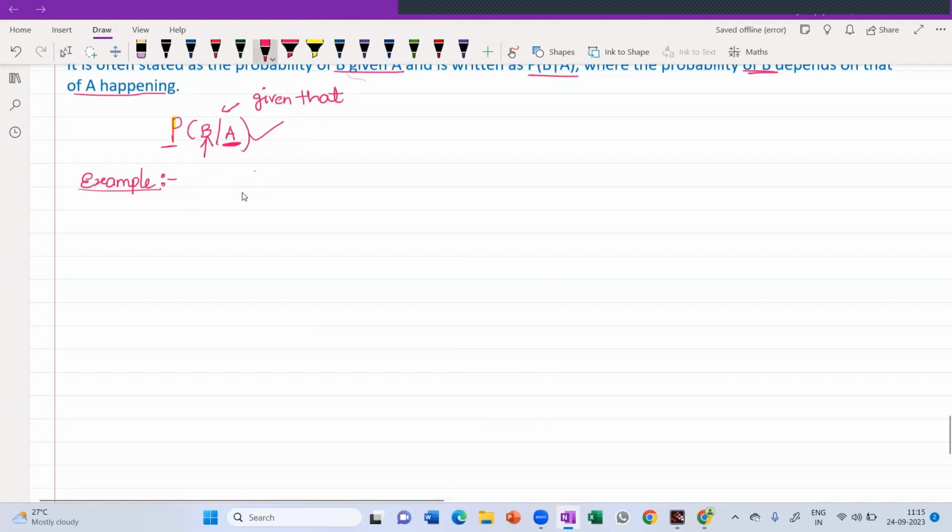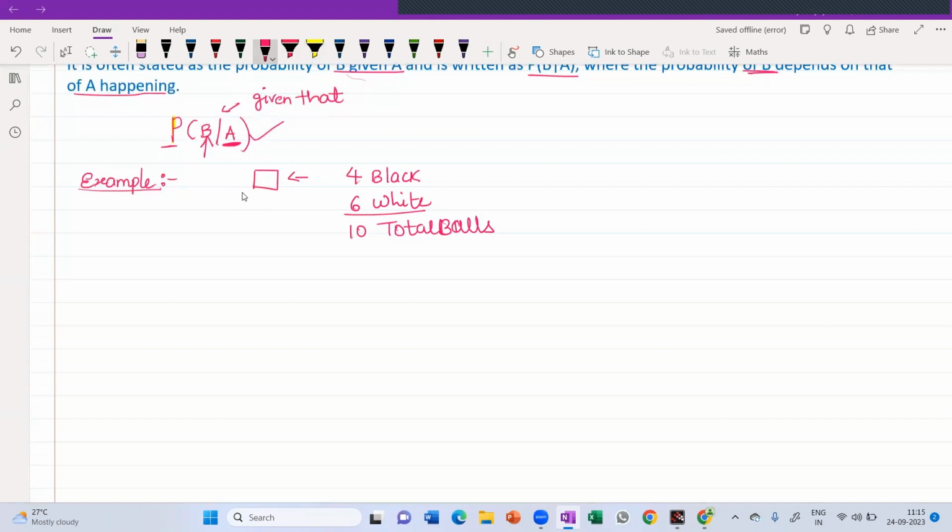Suppose there is a box in which there are 4 black balls and 6 white balls. So in all we have 10 total balls. Now you have to draw 2 balls at random.